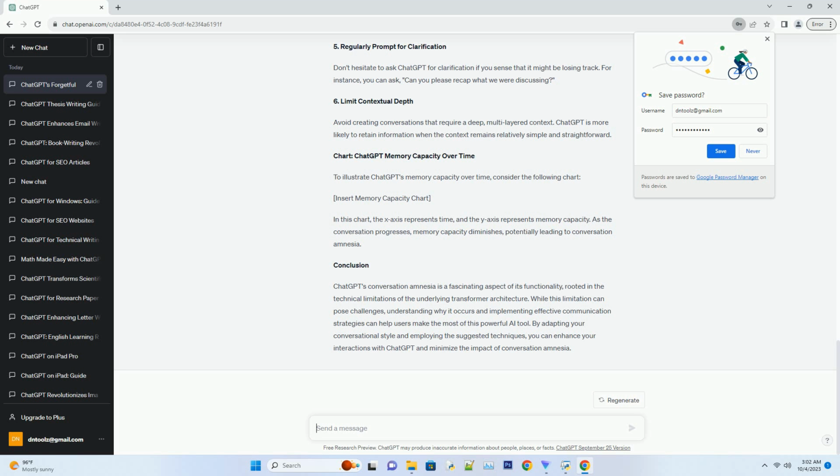Use of external memory. In some applications, external memory systems can be employed alongside ChatGPT to store and retrieve important information, reducing the risk of forgetfulness.